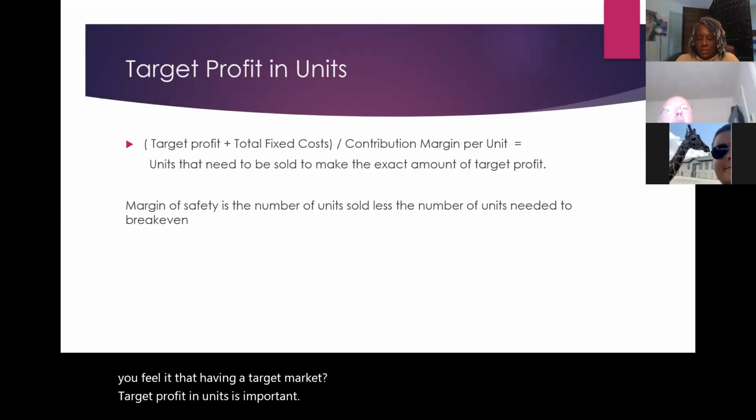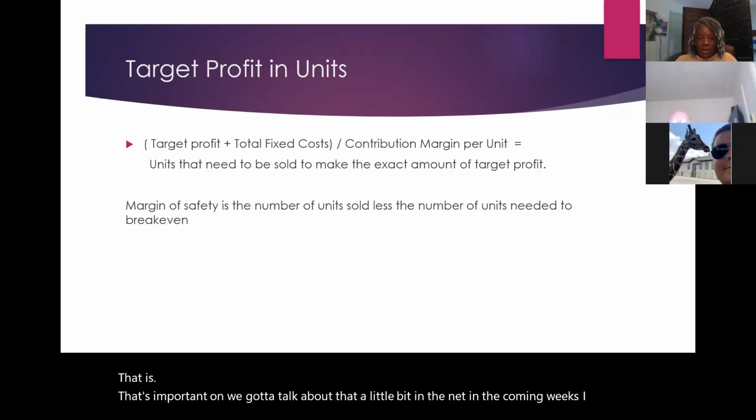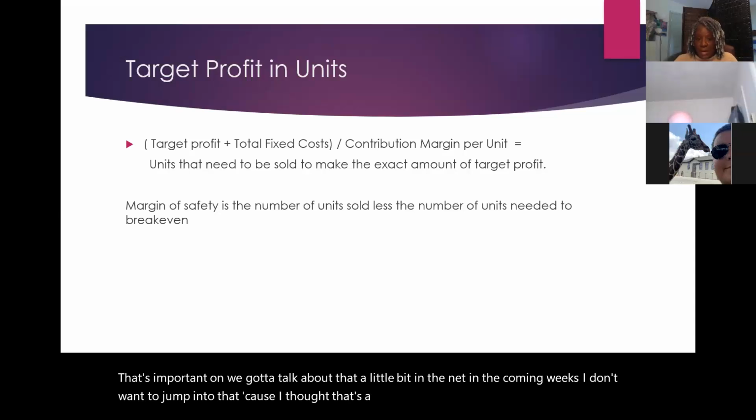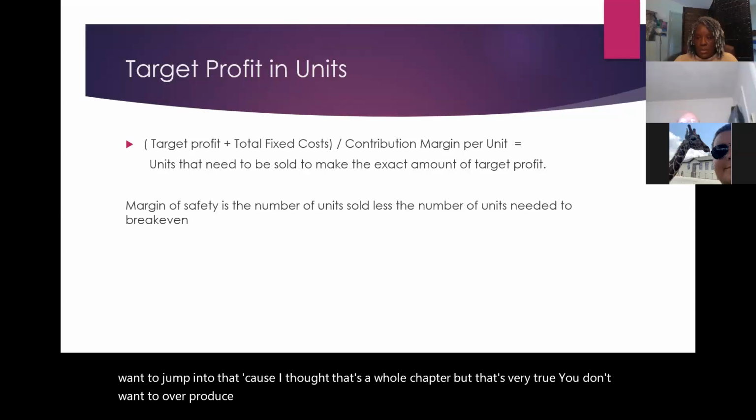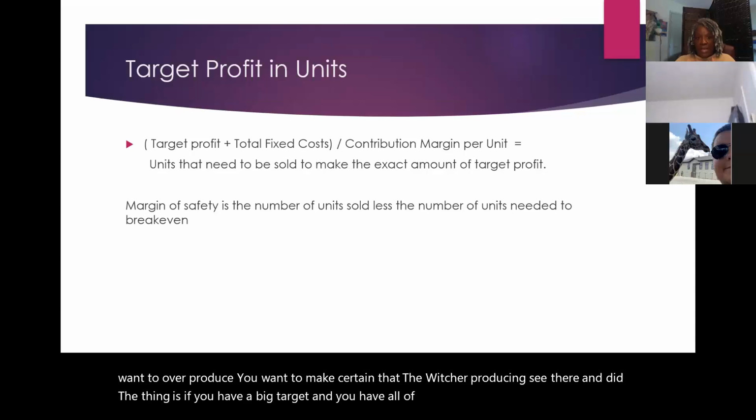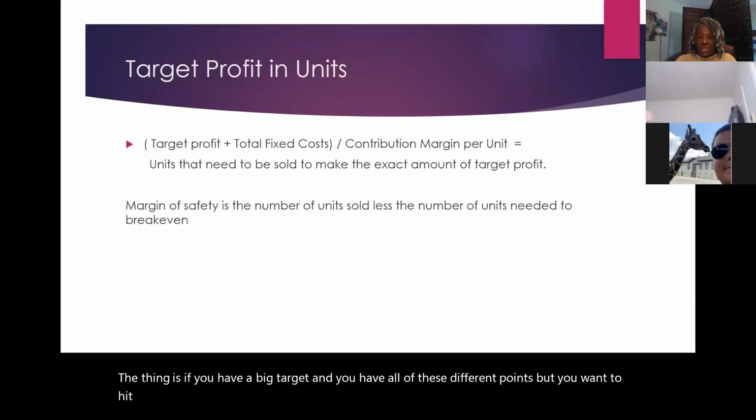So then you don't overproduce or underproduce? That's important. And we're going to talk about that a little bit in the coming weeks. I don't want to jump into that because that's a whole chapter. But that's very true. You don't want to overproduce. You want to make certain that what you're producing, see, the thing is, if you have a big target, and you have all of these different points where you want to hit it, you're more likely to do so if you're clear as to what you're trying to target.